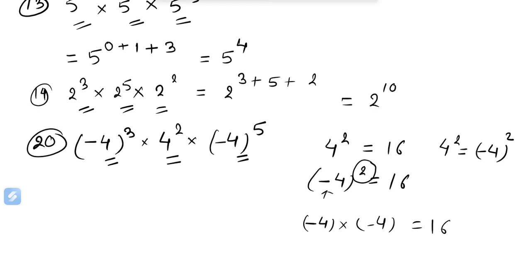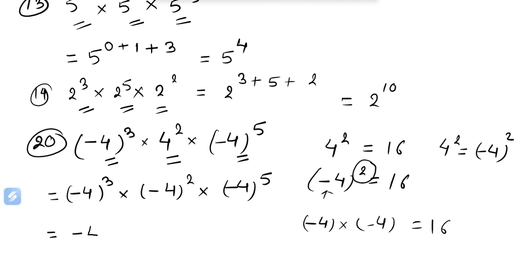So we do same here, minus 4 cube times. So this can be written as minus 4 square, now times minus 4 exponent 5. Simply means the same base minus 4. Now we write 3 plus 2 plus 5, and that is simply minus 4 exponent 10.